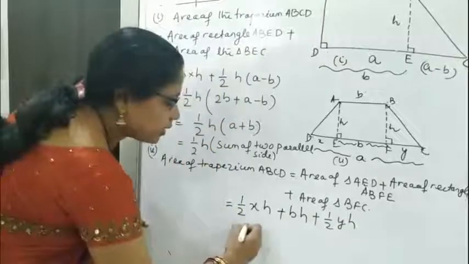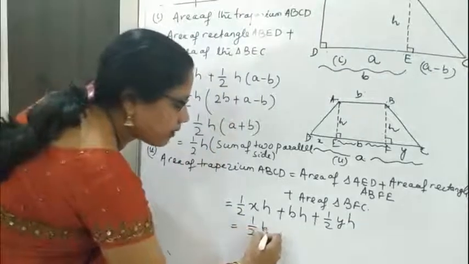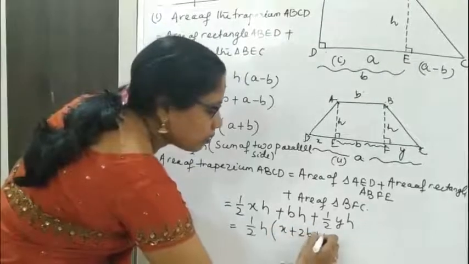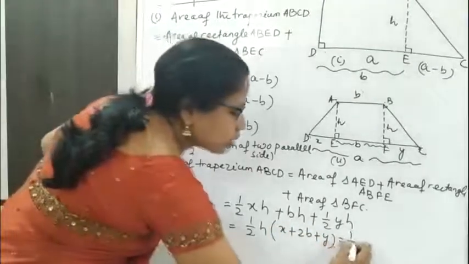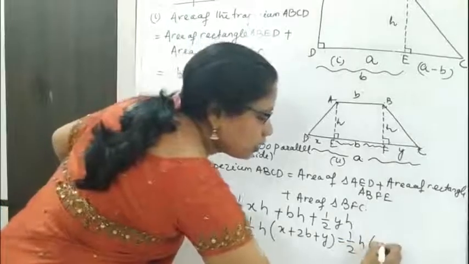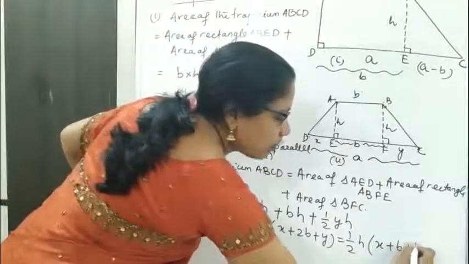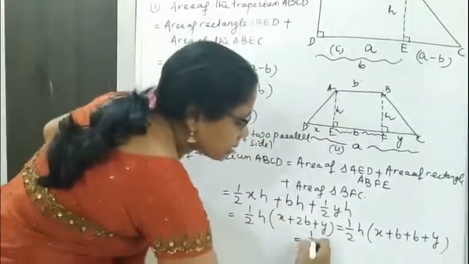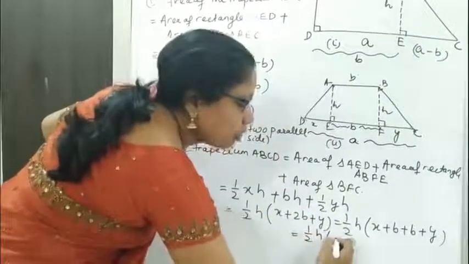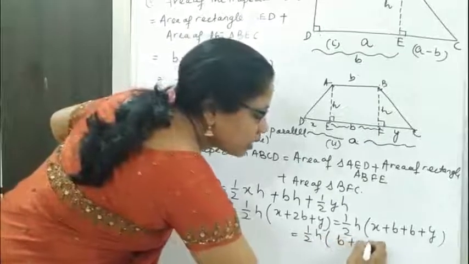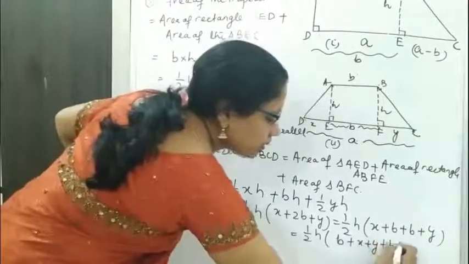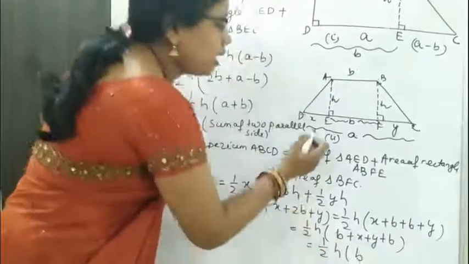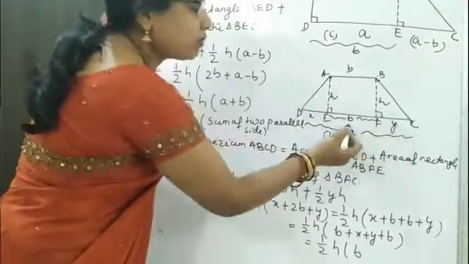So this can be written as, if I take half H common, then X plus 2B plus Y. So this is equal to half H into X plus B plus B plus Y. Or this can be written as half H into B plus X plus Y plus B. So this is equal to half H into B, X plus Y plus B.